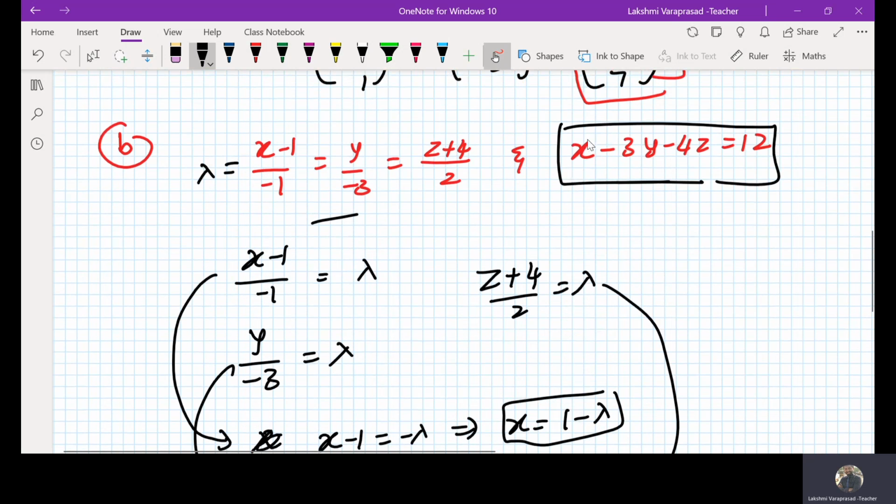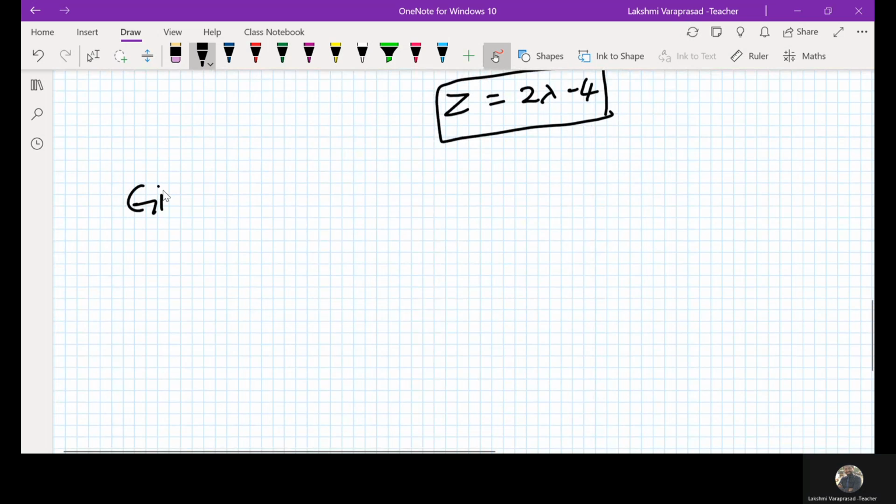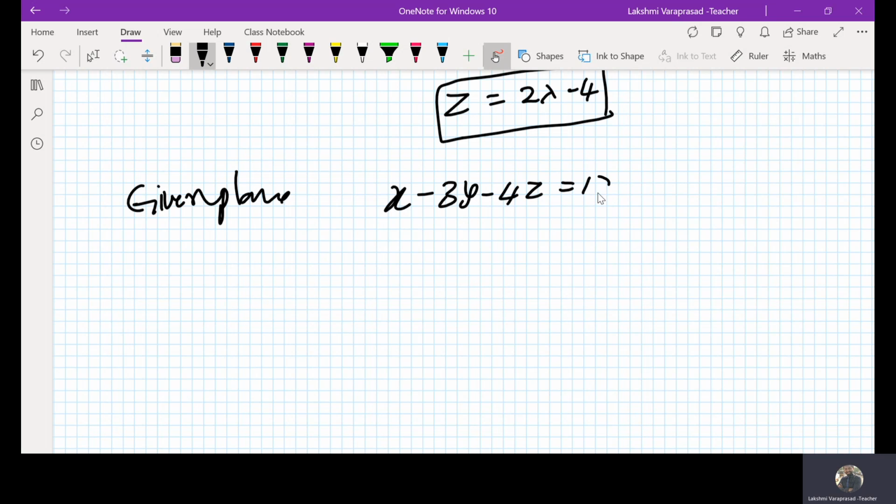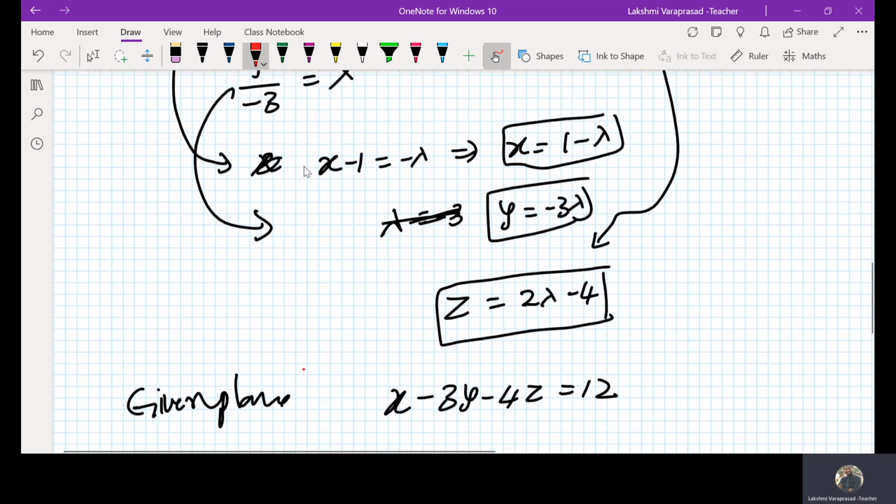Now, this x, y, z we will substitute into the given plane. The given plane equation is going to be x − 3y − 4z is equal to 12. This is the actual given plane. So what I will do, I'll try to substitute it here. Look at my x is equal to 1 − lambda, minus 3 times y, which is −3 lambda, minus 4 times (2 lambda − 4), is equal to 12.